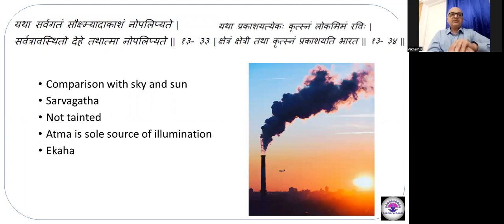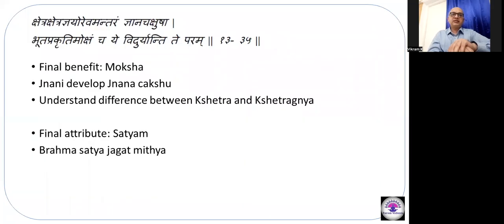Just as the sky is present everywhere and is not affected by what goes on under it, Atma is sarvagata and is not tainted by karma. And just as the sun is the source of light, Atma is the sole source of illumination and therefore Chaitanya Tattvam and Ekaha. Next slide, please. Verse 35. The final benefit is spoken by Sri Krishna in this verse, that is moksha.